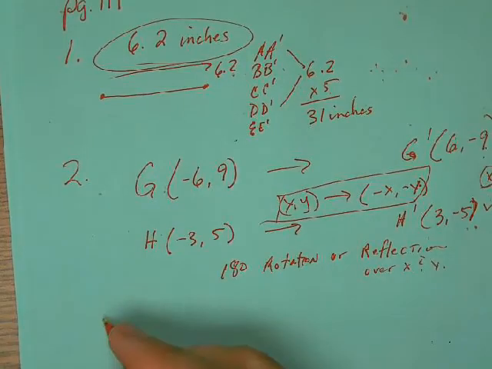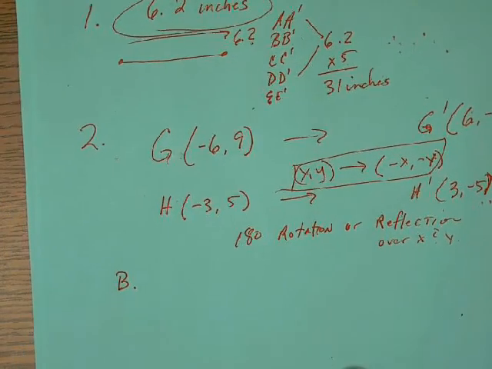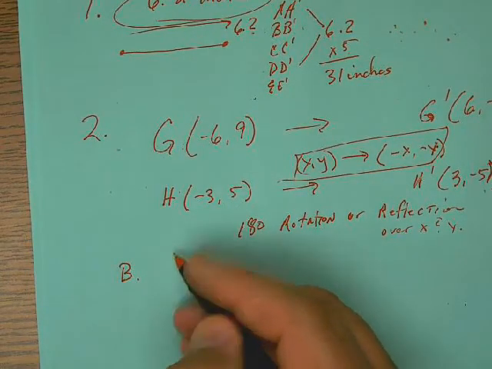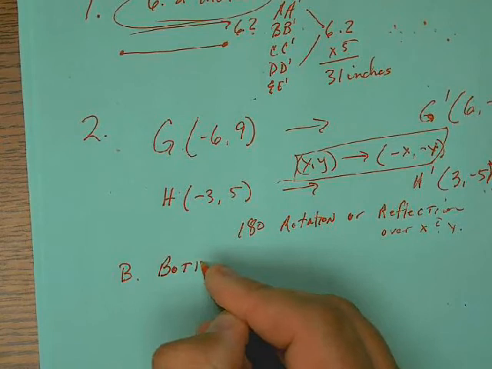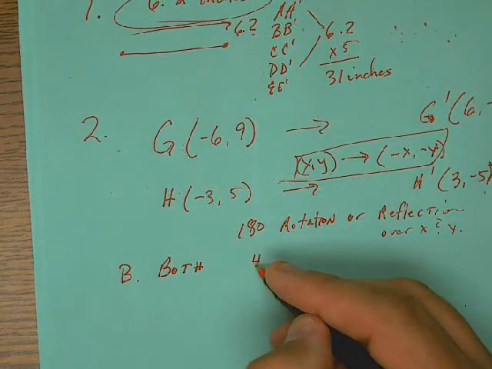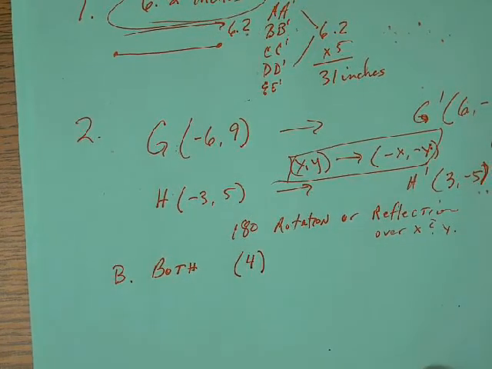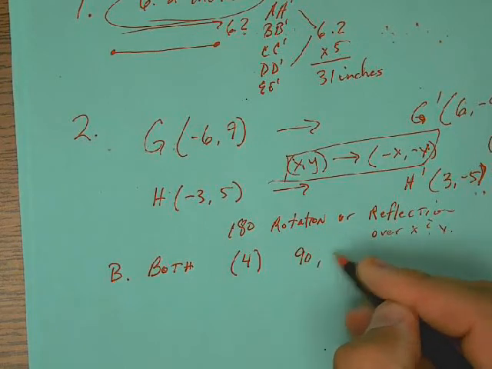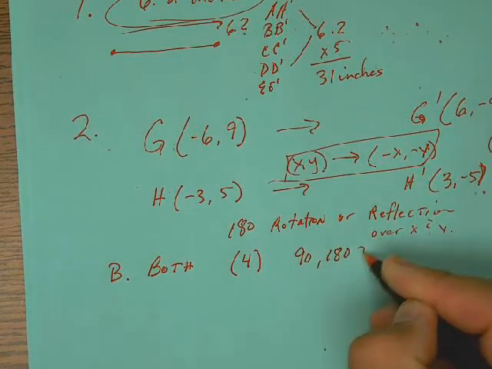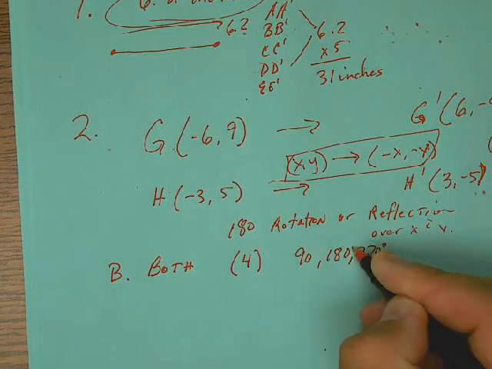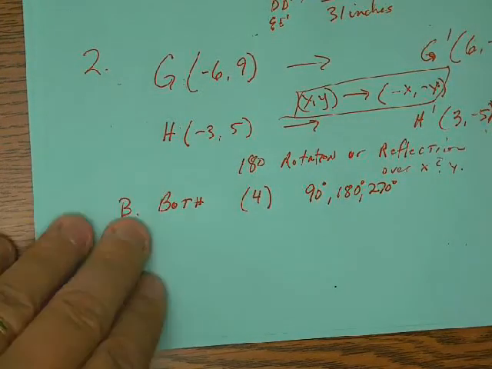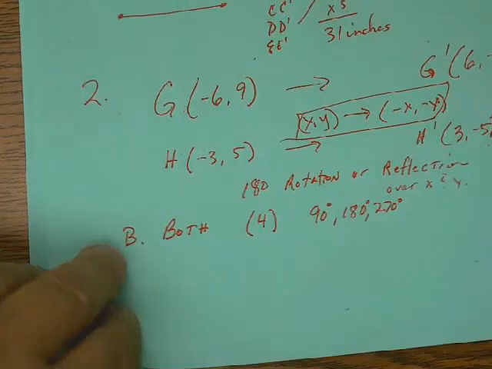All right, let's go to 2b. Looking at these two quadrilaterals, would they have linear and rotational symmetry? Yes, I would say both. How many lines of symmetry? Well, you can go corner to corner, and you can go in the middle. And then what are the degrees? 90, 180, and 270. Okay. All right, one more problem. Let's finish it off here.